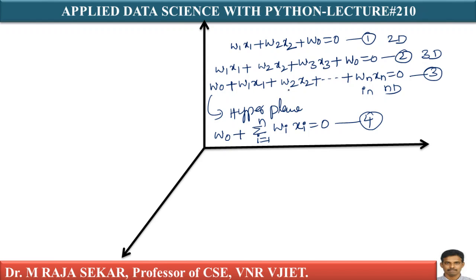Is there a better way to write this? Still, this is good. This fourth equation is a much more concise way of writing the equation of a hyperplane in n-dimensional space than writing this whole expression W0 plus W1 and so on.